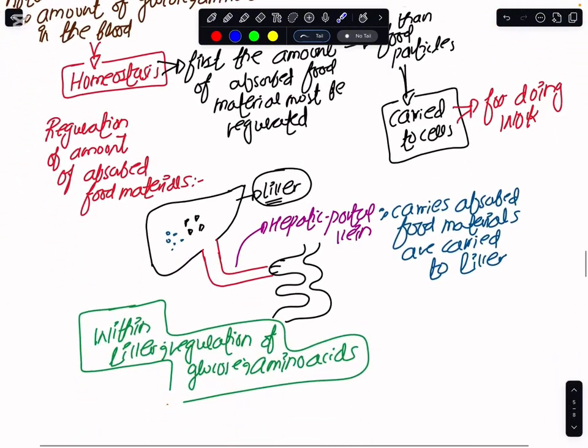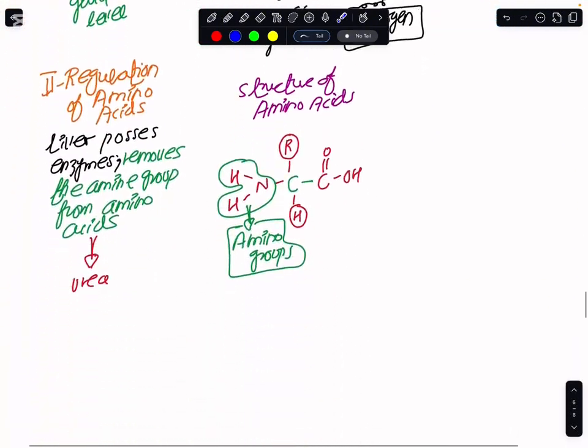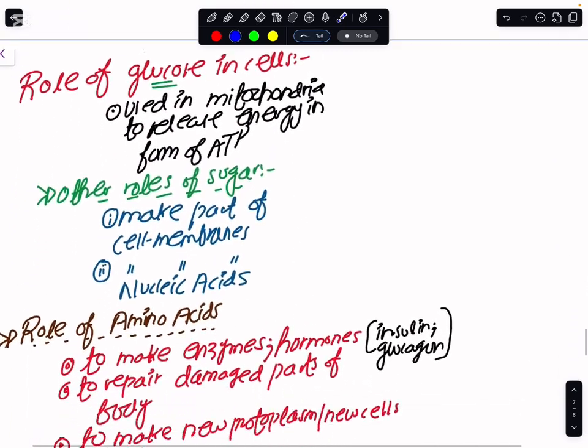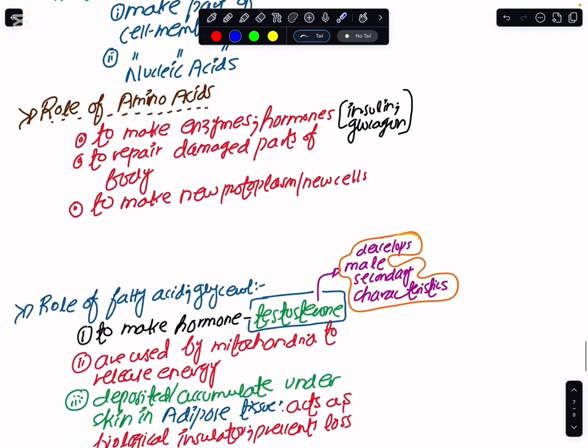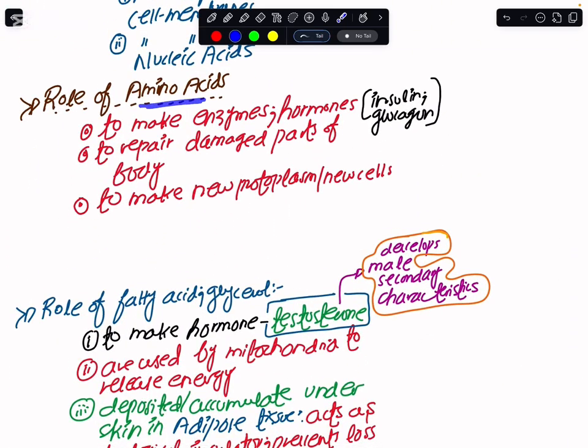Now moving onward, let me talk about what functions these amino acids render in my body. The body makes enzymes out of them, and it makes hormones out of them, like insulin and glucagon, which are important for the maintenance of the blood glucose level. So they are protein hormones, and for that we need to take the amino acids to the cells of my body.